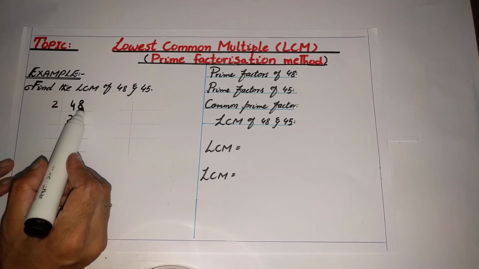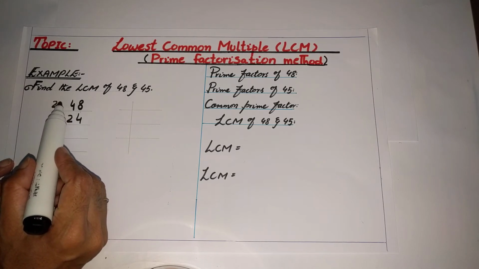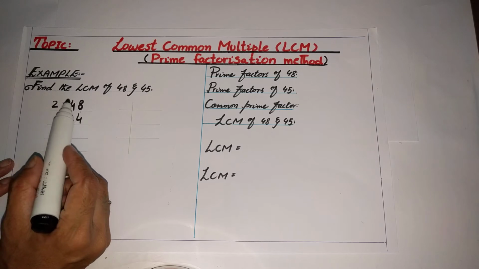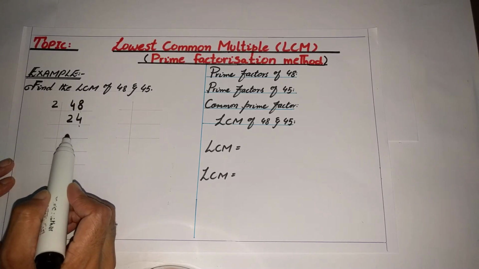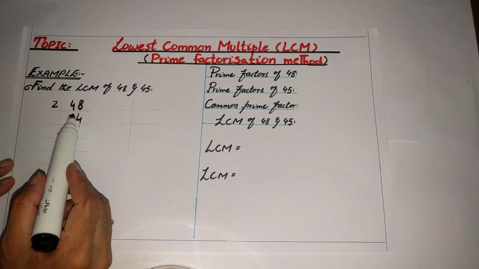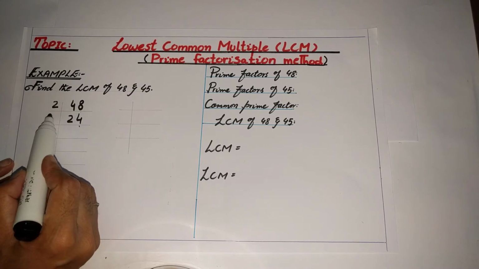If this number is not divisible by the smallest prime number 2, then you will check it by the next prime number 3, then 5, then 7, like this. Next is 24. Now again check whether 24 is divisible by the smallest prime number 2. Yes, it is divisible because 4 is an even number, so we will divide it by 2.